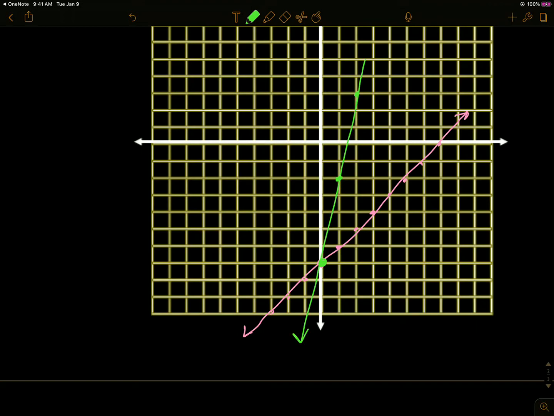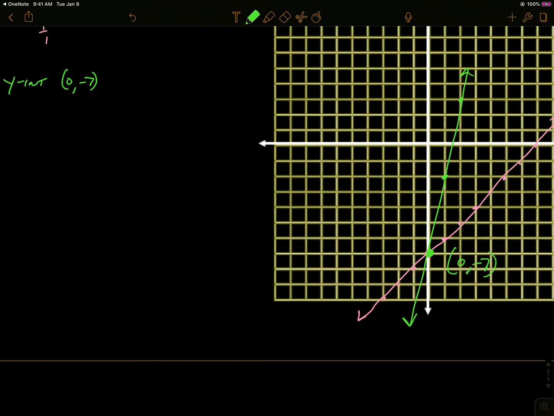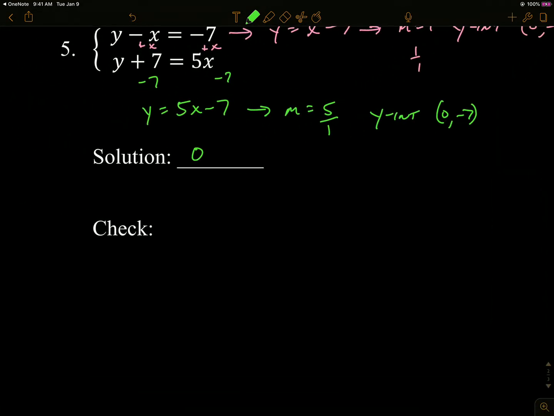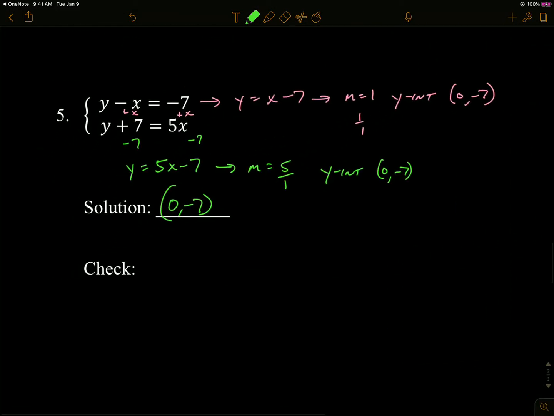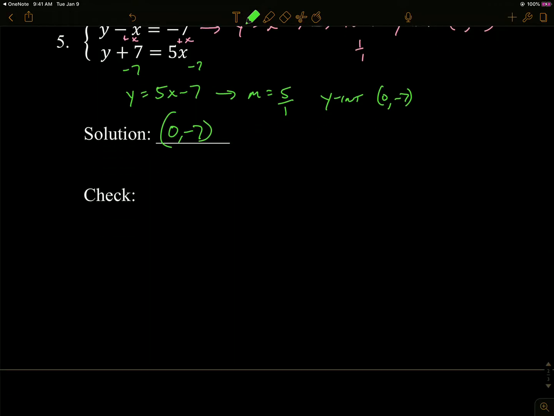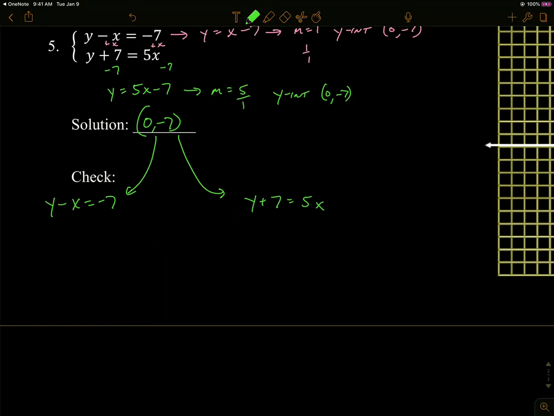And those two lines have a solution right there where they intersect. That point is (0, negative 7). So that is the solution. I want you to finish the check by plugging in. You can write your original equations, y minus x equals negative 7, and y plus 7 equals 5x. You're going to check by plugging (0, negative 7) into both of these and see if you get true statements. Since it's a solution, both statements should be true, meaning the solution will satisfy both equations.